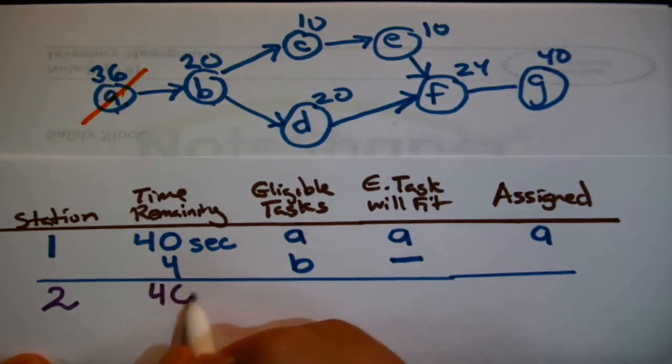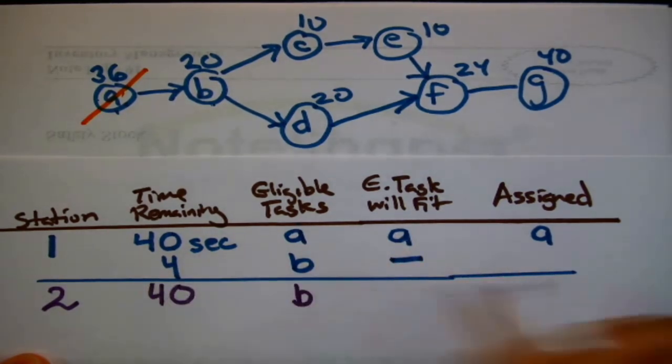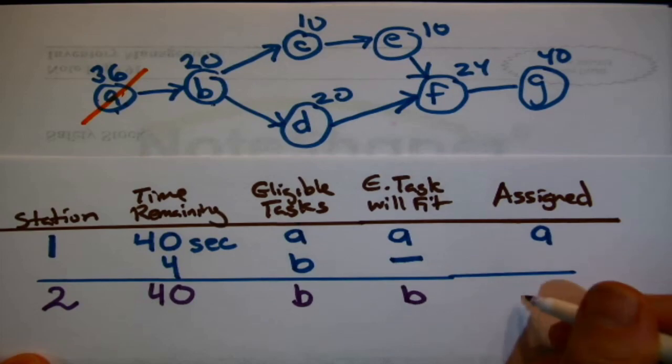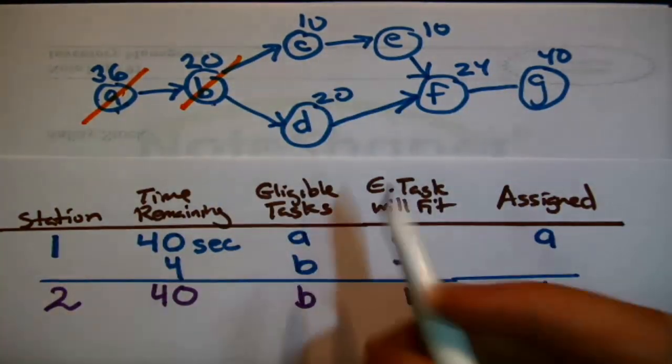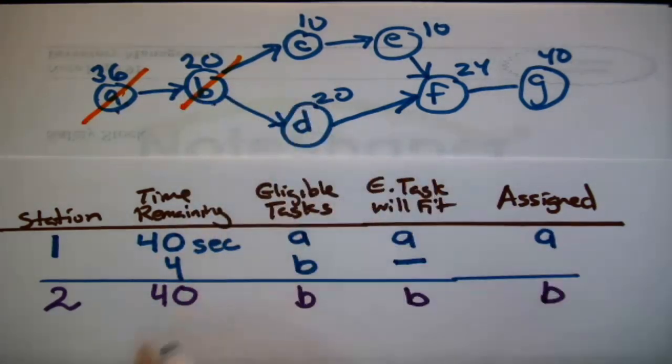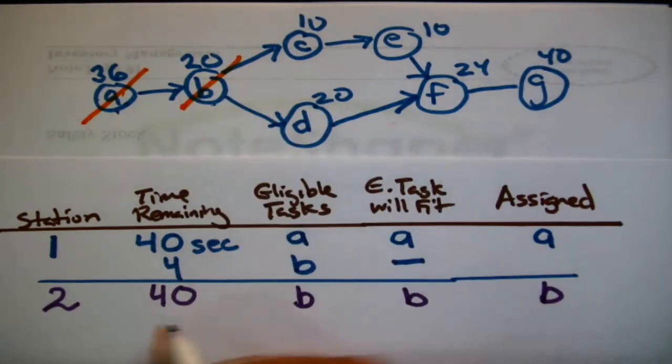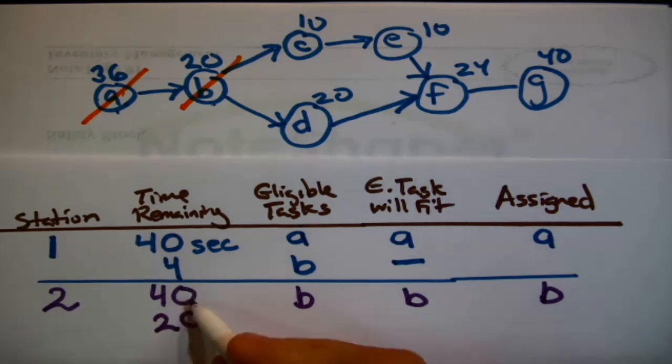Let's see, that means we have 40 seconds left, the full budget of time. We were trying to find a home for B. B will now fit. B cruises in and gets the assignment. At the point that B is finished, let's see, no, wait a minute. B is 20 seconds long. I better be careful. That means 40 minus 20, there's 20 seconds left here.